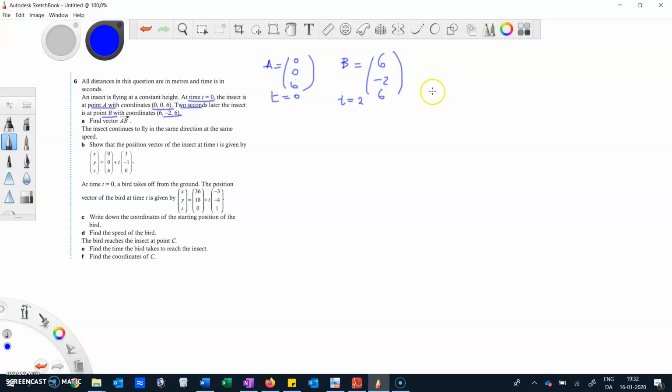Now, for solving task A, which asks to find the vector AB, it's enough to write down the oriented segment, which is the vector AB, as B minus A. So we're going to just write down B, 6, minus 2, 6, minus A, 0, 0, 6. And this is going to give us 6 minus 0, minus 2 minus 0, 6 minus 6, which is 0. This is AB.